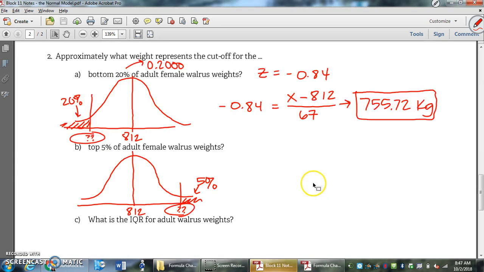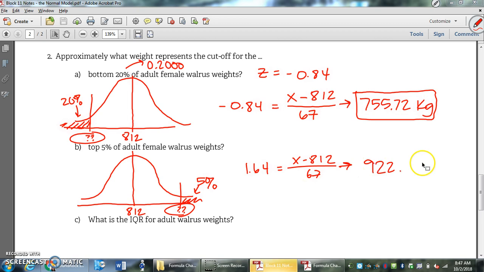1.64 is my z-score. And then we again set that equal to our z-score equation and get a number. So this one's like 922 point something kilograms.